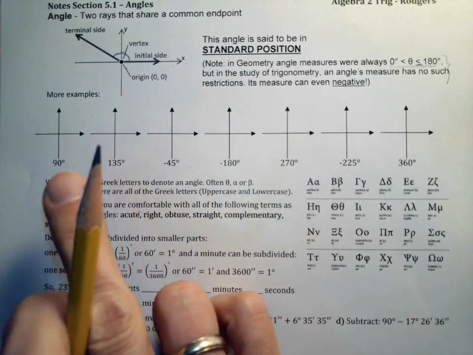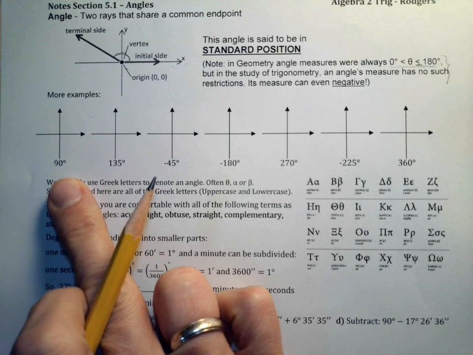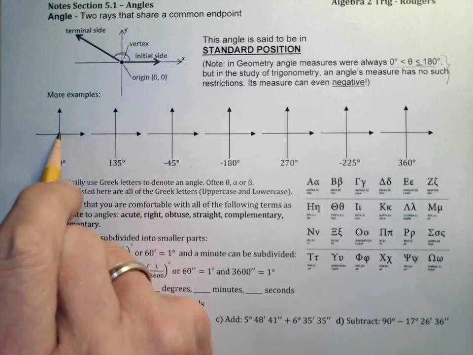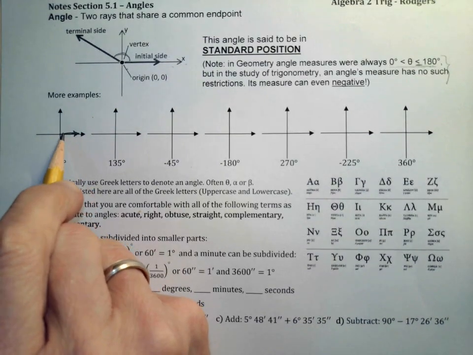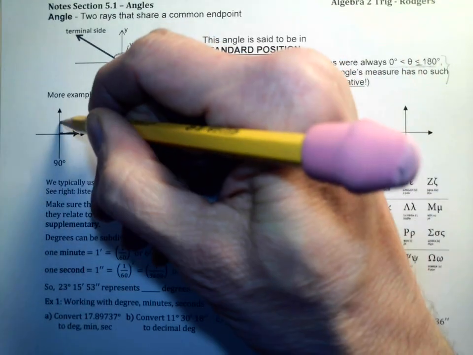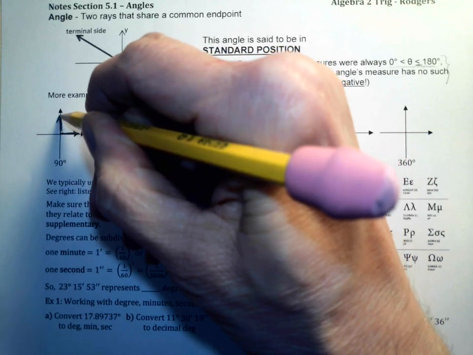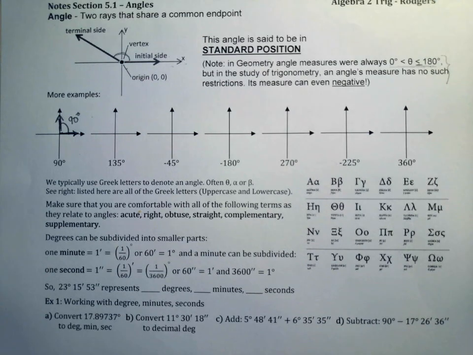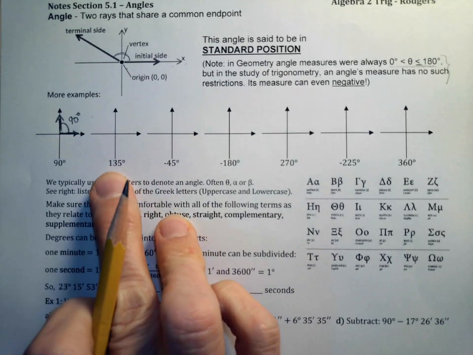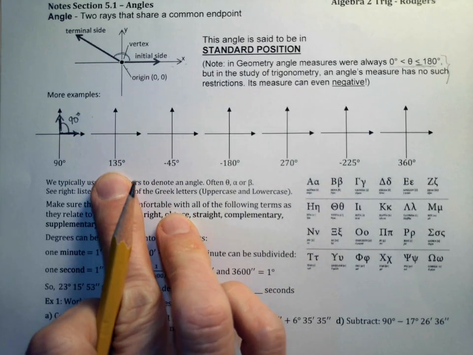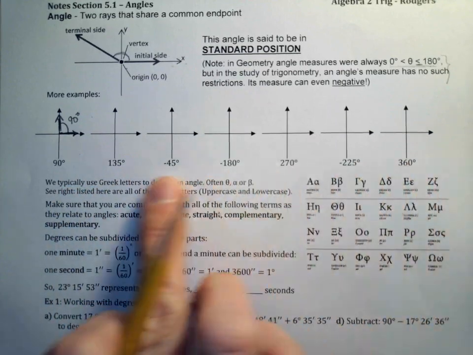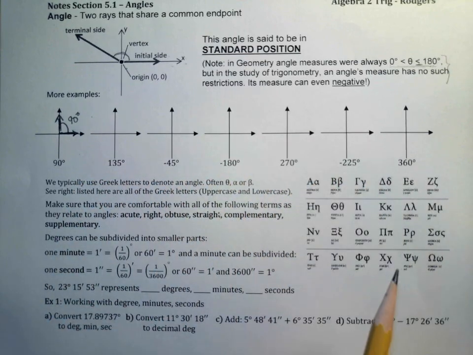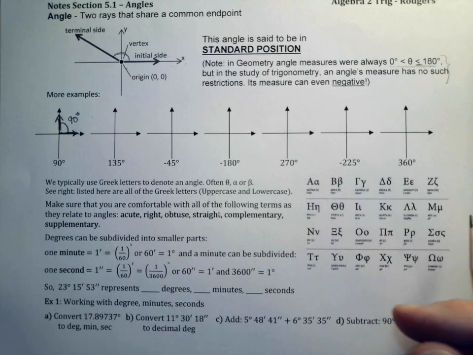All right, so let's draw an angle in standard position that measures 90 degrees. So again, here's the initial side over here, and then 90 degrees would be up here, and so that's 90 degrees. All right, what would 135 degrees look like? So these are what we call common angles, and we're going to be very comfortable with these after a couple of lessons.